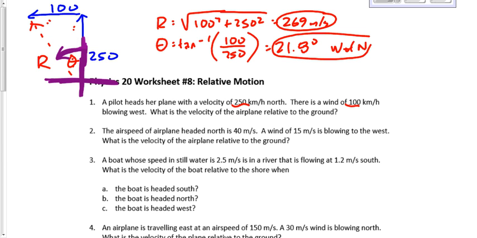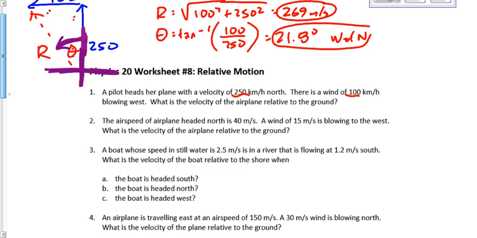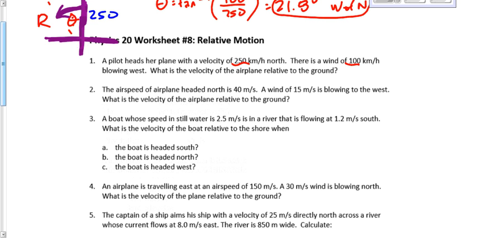Good. Let's take a look at the second one here. The airspeed of an airplane headed north at 40, wind at 15, blowing to the west. What's the velocity of the airplane relative to the ground? It's the same question, isn't it, pretty much? Different number? Yep.